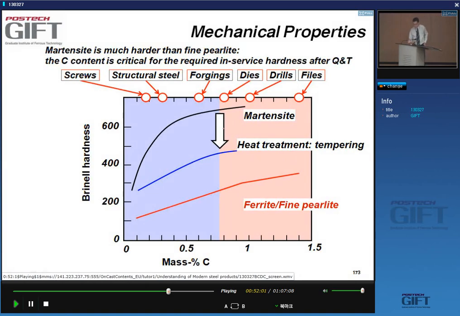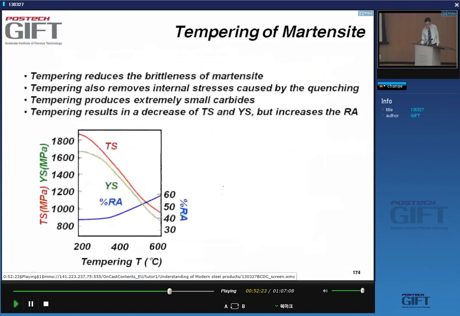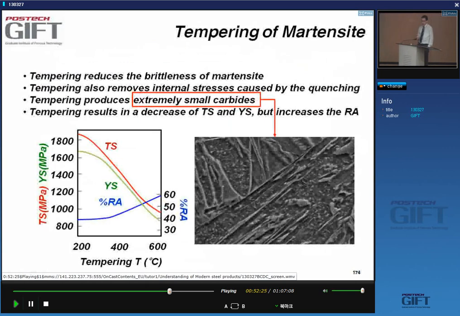and we do a temper treatment, heat treatment, which gives me a decrease in hardness or strength, still much larger than the perlite or ferrite perlite microstructure I had originally. But the advantage being that I have a much higher toughness of the material. And that's the essence of tempering.